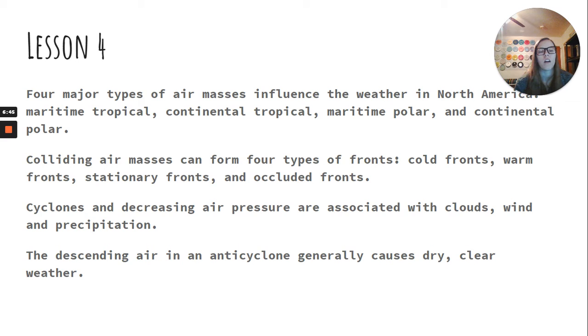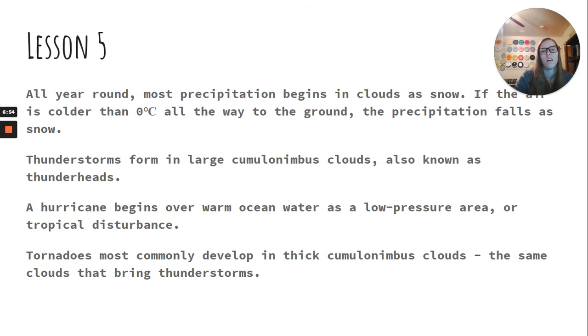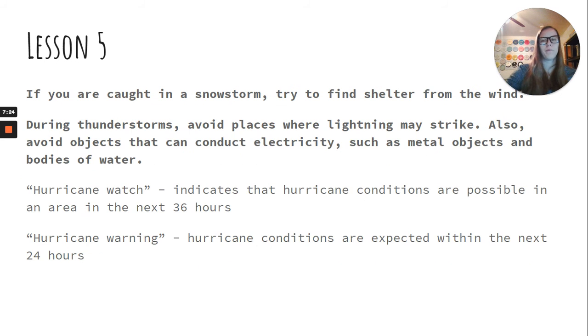Cyclones and decreasing air pressure are associated with clouds, wind, and precipitation. The descending air in an anticyclone generally causes dry, clear weather. Lesson 5, all year round, most precipitation begins in clouds as snow. If the air is colder than 0 degrees Celsius all the way to the ground, the precipitation falls as snow. Thunderstorms form in large cumulonimbus clouds, also known as thunderheads. A hurricane begins over warm ocean water as a low pressure area or tropical disturbance. Tornadoes most commonly develop in thick cumulonimbus clouds, the same clouds that bring thunderstorms.